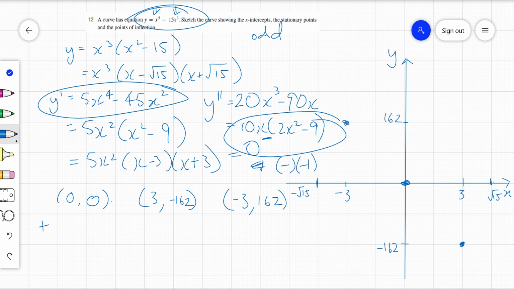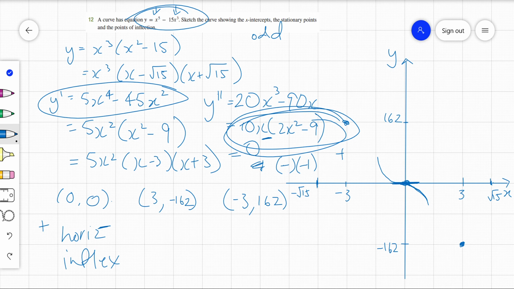If I go to the right, putting a positive 1 in here, 10 times 1 is a positive, and then 2 times 1 minus 9 would be a negative. So I'm going to get a negative, so it's going to be part of an unhappy curve. So it's going to be part of a happy curve, and then part of an unhappy curve. So it's a point of horizontal inflection, so that at 0 there's a gradient of 0. So it's a point of horizontal inflection there.